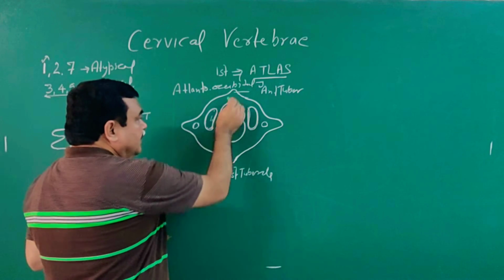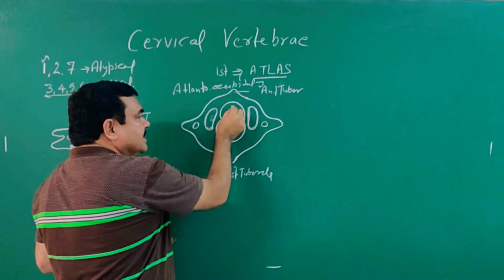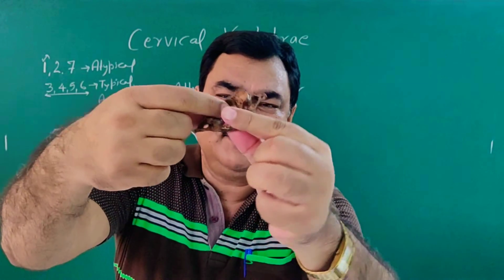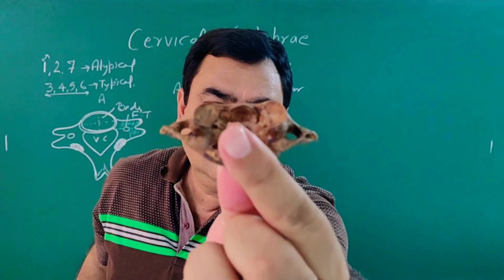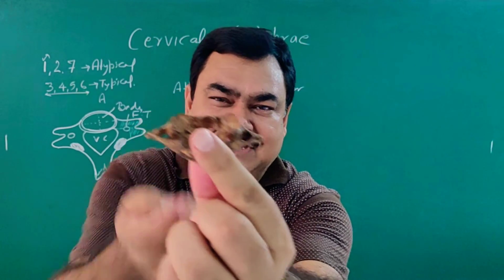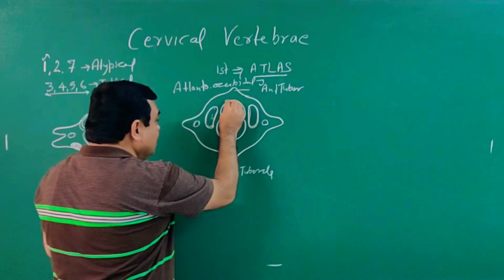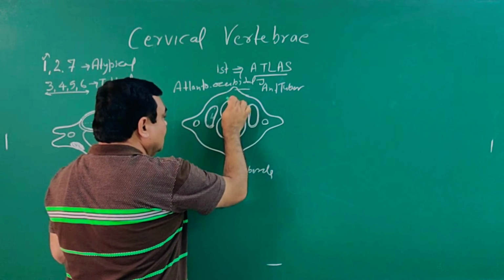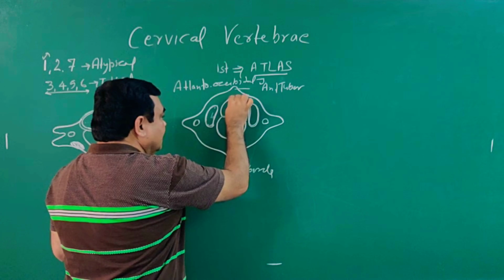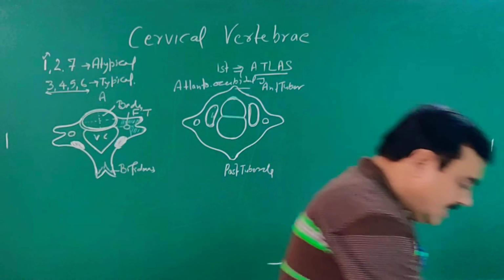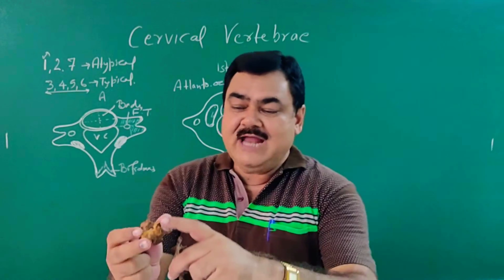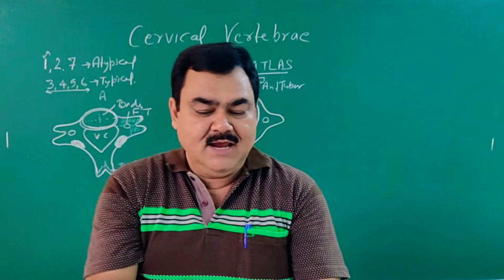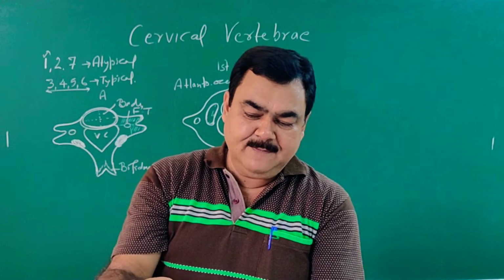And another important thing, this is the anterior arch. In the anterior arch, here you can see, this is a facet. Through this facet, this arch articulates with the odontoid process of the axis.